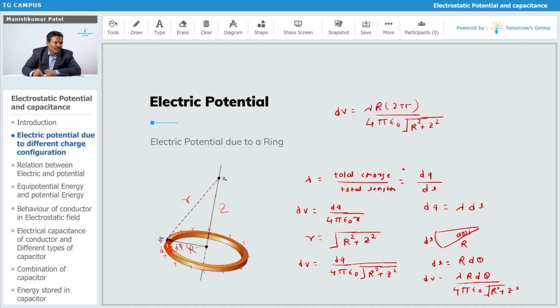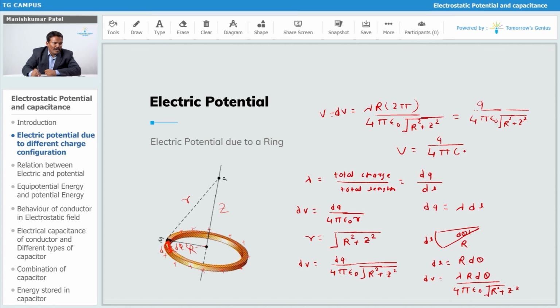Again we know that lambda R times 2 pi, the total length being 2 pi R, gives the total charge Q. So V is Q upon 4 pi epsilon naught square root of R squared plus z squared. So this is your total potential because of this ring. You can write this down or consider it as the final expression.